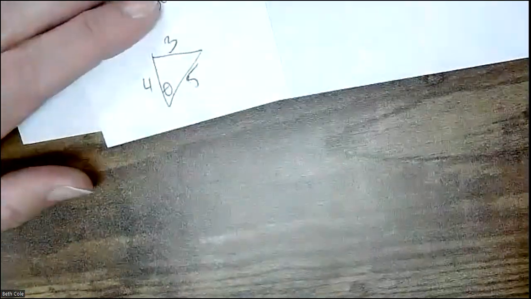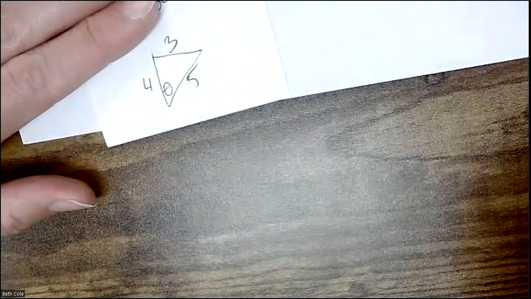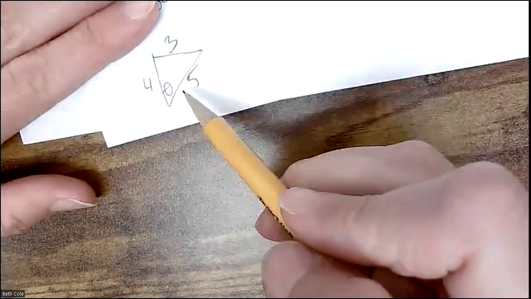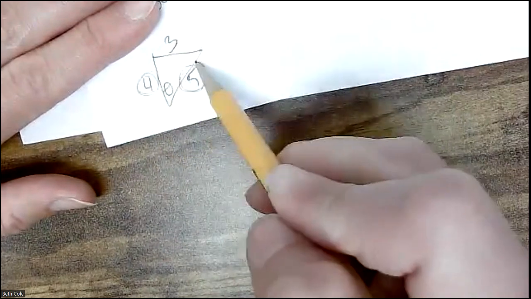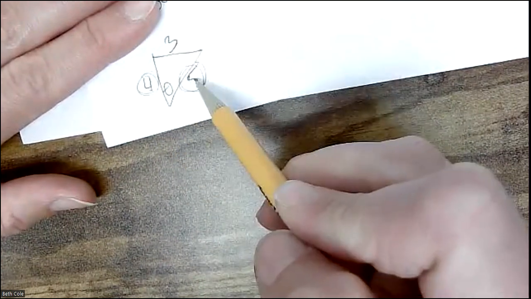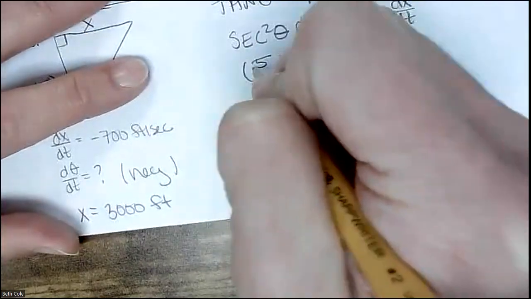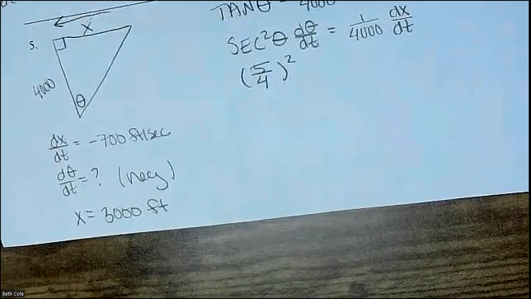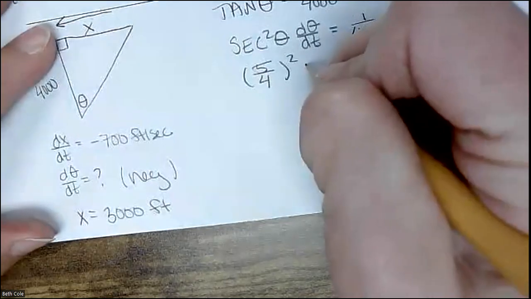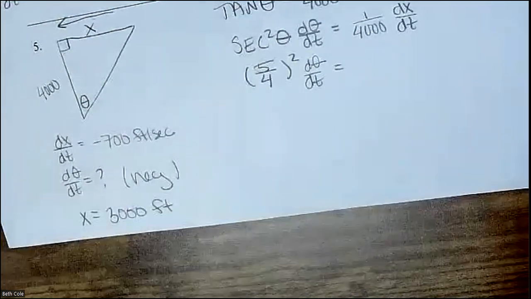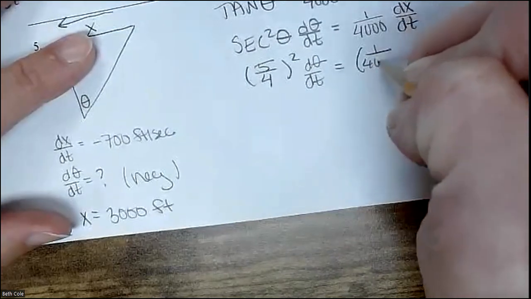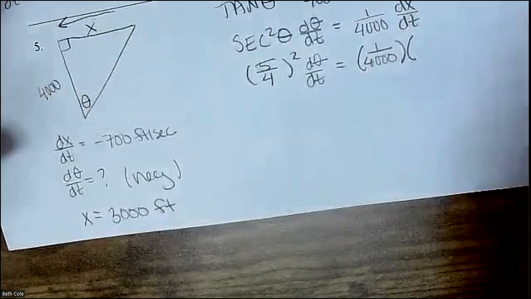Secant is the reciprocal of which trig function? Cosine. Cosine is adjacent over hypotenuse, 4/5. So secant is going to be 5/4. So over here, I'm going to put 5/4 in that blank that I left. Let me say that again. Cosine is adjacent over hypotenuse. Secant is hypotenuse over adjacent. You just flip it. d theta dt is what we're looking for. Equals 1/4000th times what?